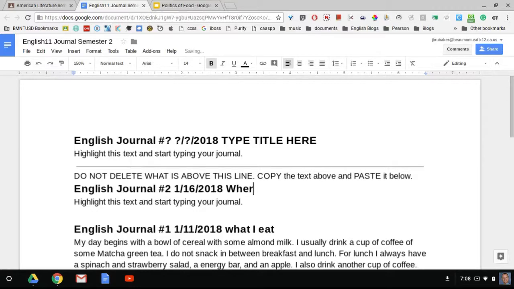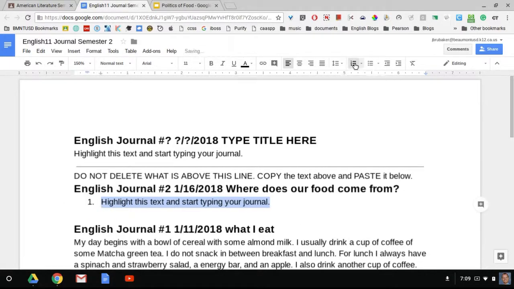Let's see, we're going to title it, where does our food come from? It's going to be our title. We always highlight this text right here, and that's where we start typing. So we're going to make a bulleted list, and I want you to think about where your food comes from. So we're going to map our food backwards.